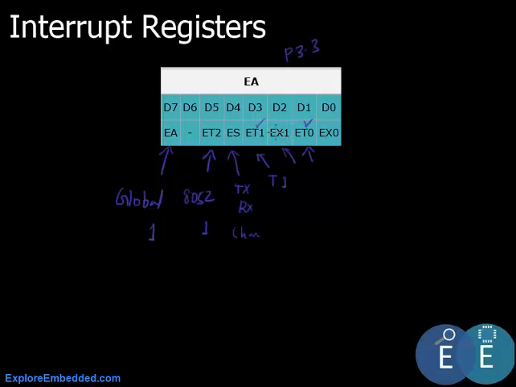We had an external interrupt on pin 3.3. If you want an external interrupt on pin 3.2, this bit needs to be 1. So the thing to remember here is whenever you want to turn on any interrupt, we should configure the interrupt enable register in the 8051.